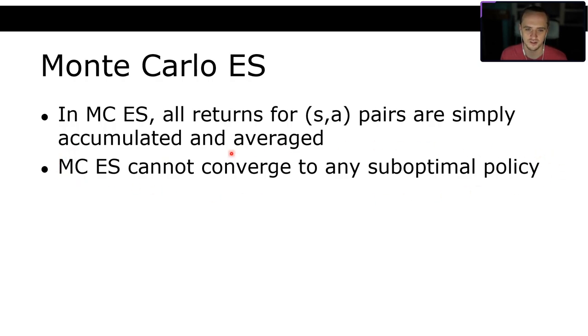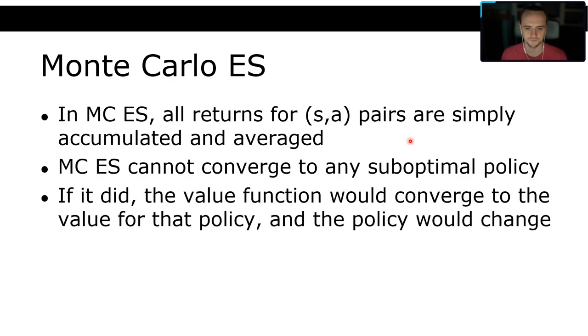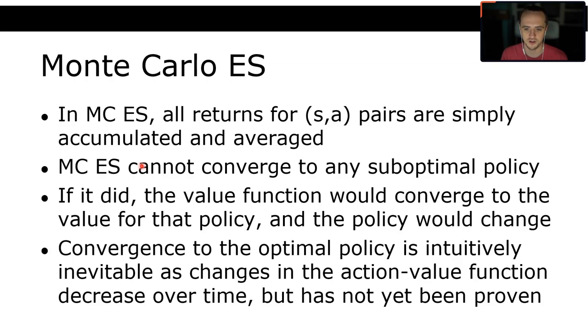I cannot stress how important that is. It means that if we run Monte Carlo ES for long enough, it will converge to an optimal policy. So it will learn the best thing to do. If it could converge to a non-optimal policy, then the value function would converge to the value for that policy, and the policy would change. And so convergence to the optimal policy is inevitable in Monte Carlo ES, as changes in the action value function decrease over time.